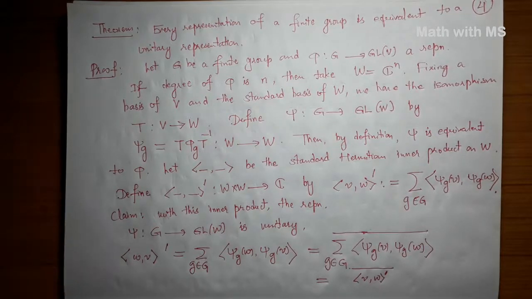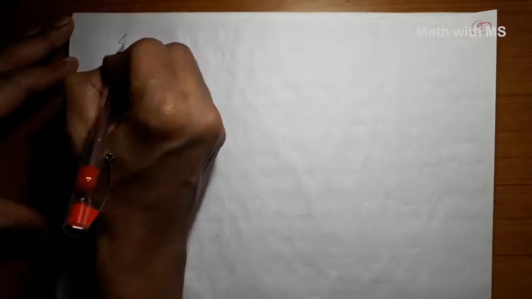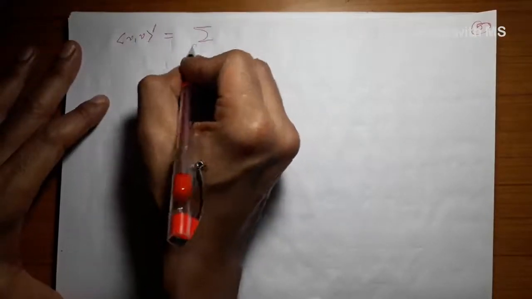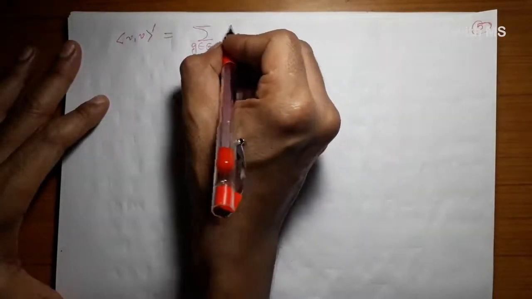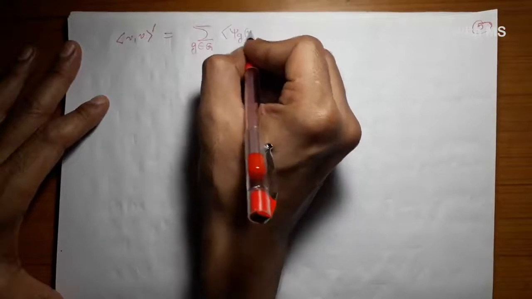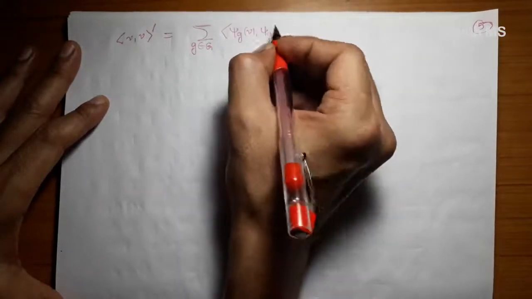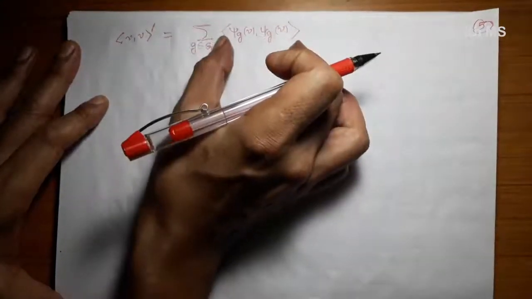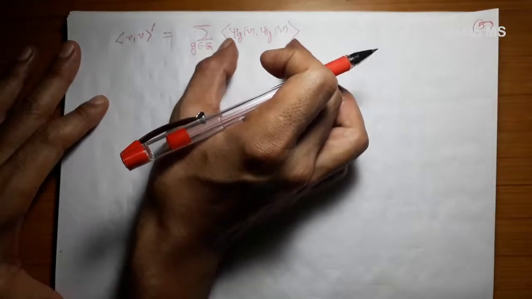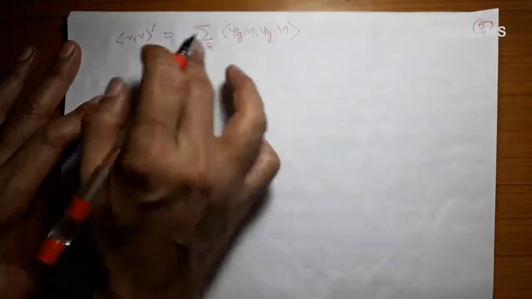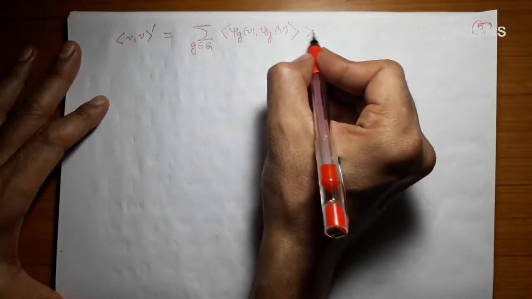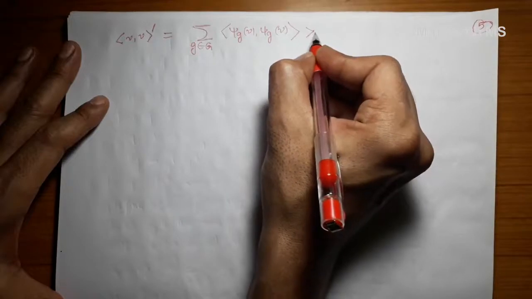Let's check the non-negativity condition. We have (v, v) prime is again the summation over g in the group G of ⟨ψ_g(v), ψ_g(v)⟩. But this is the standard inner product, and the standard inner product of an element with itself is always non-negative. This is a finite sum of non-negative real numbers. In fact, it's always a real number, and this is always going to be bigger than or equal to 0.